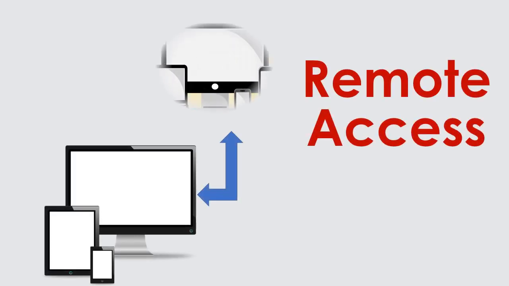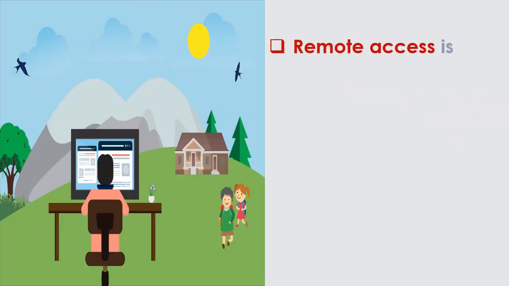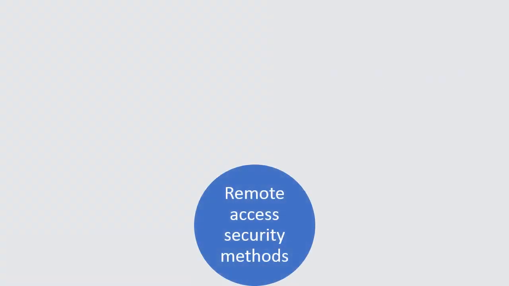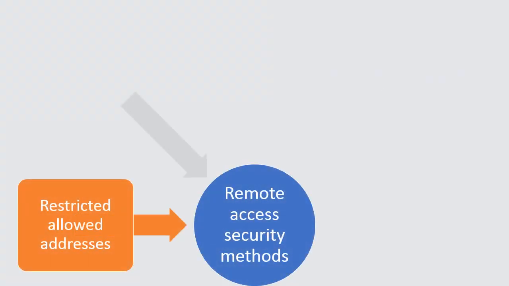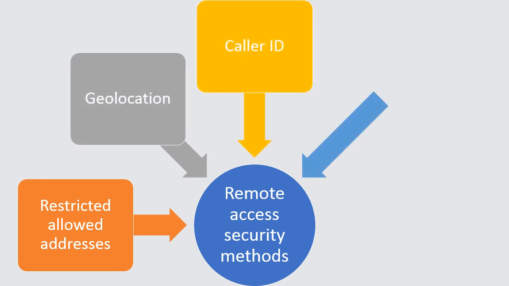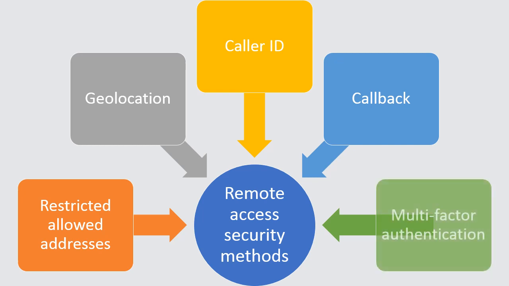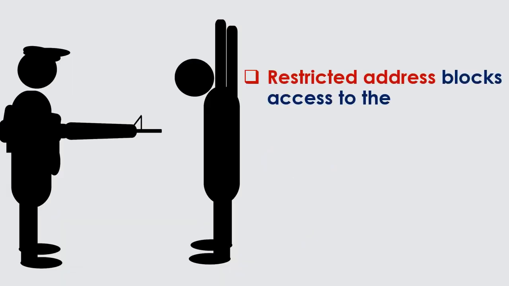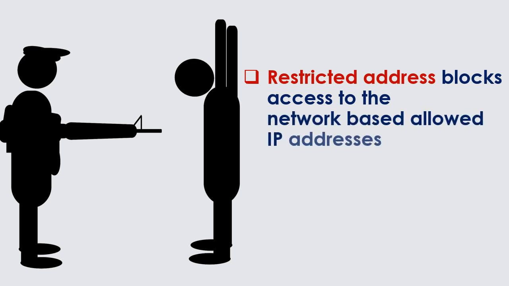Remote access. Remote access is the access of a computer or a network remotely. Remote access security methods are restricted allowed addresses, geolocation, caller ID, callback, and multi-factor authentication. Restricted address blocks access to the network based on allowed IP addresses.